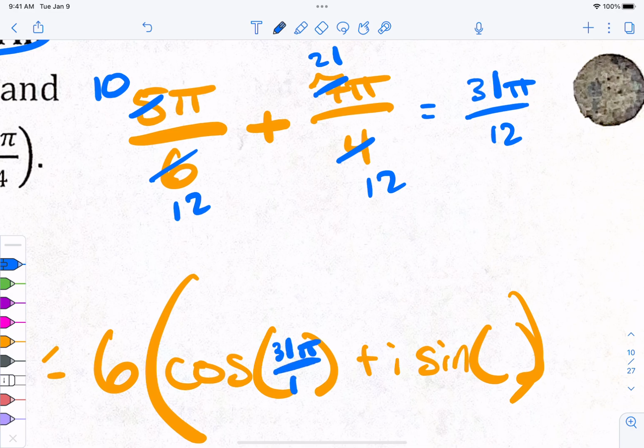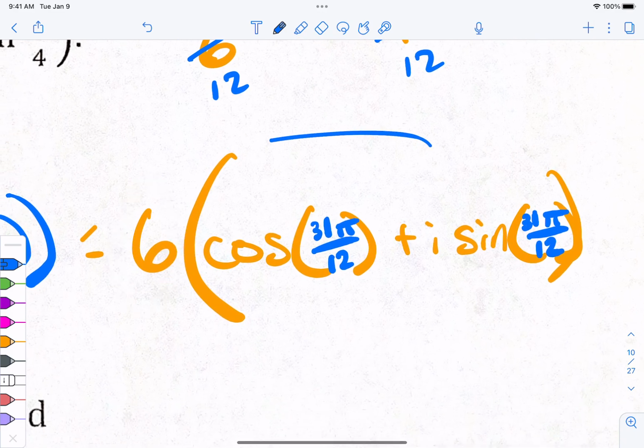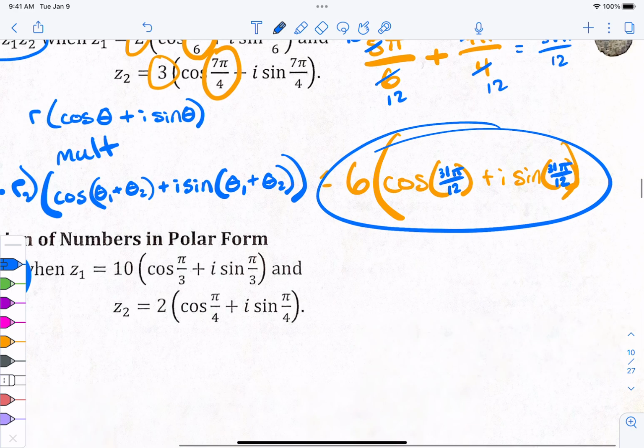Plug it in for both of them, right? That is your polar form. So to get polar form, you multiply to get this number out in front, and then you just add the angles together, and that is your new polar form as a result when you are multiplying. Easy. Got it? You can probably guess what you're doing in the next one.